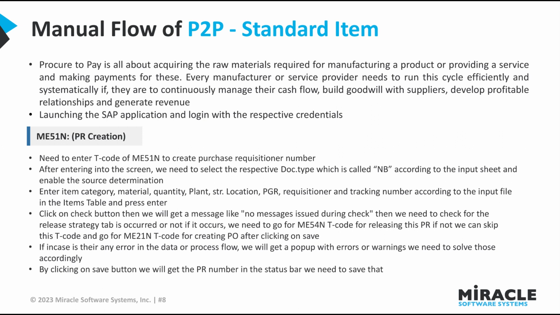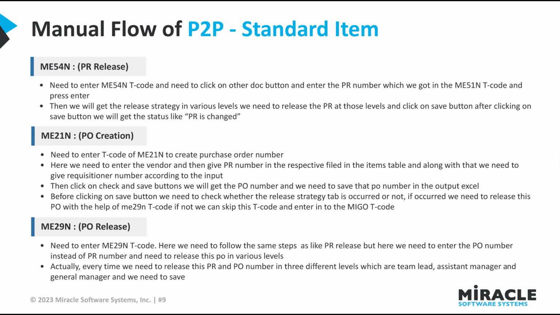save. If there is any error in the data or process flow, we get a pop-up with errors or warnings, and we need to solve those accordingly. By clicking on the save button, we get the PR number in the status bar. Extract that PR number and save it in the output, which we can observe in our following live demo. Now coming to PR release, that is the ME54N T code.